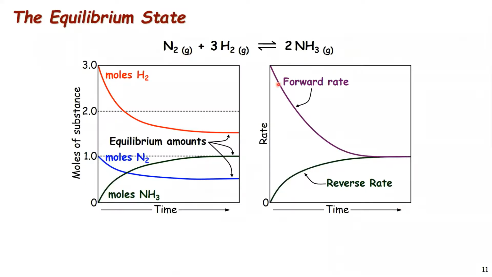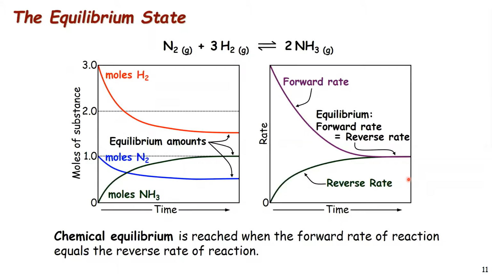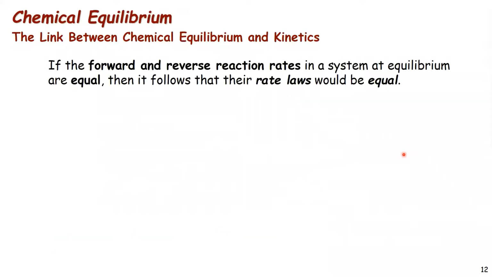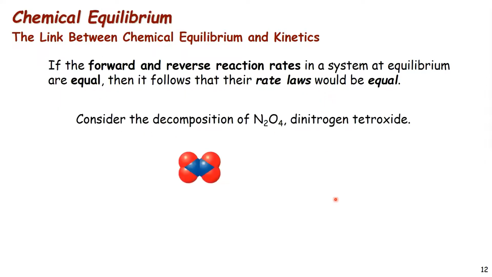And if we look at the rates, so this was the rate for the forward reaction. This was the rate for the reverse reaction. And when both of those rates are the same and don't change anymore, we've reached equilibrium. So that is the definition of equilibrium, when the forward rate equals the reverse rate. Okay, we've seen that in the last chapter. We use this to our advantage to get rid of the reaction intermediates. So if the forward and reverse reaction rates in the system at equilibrium are equal, then it follows that the rate laws are equal, which we've already seen, right?